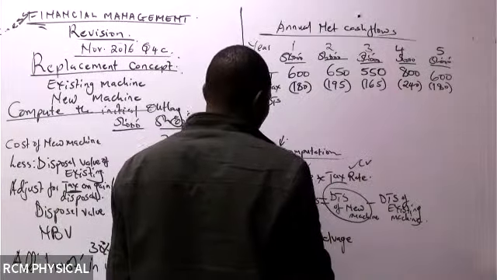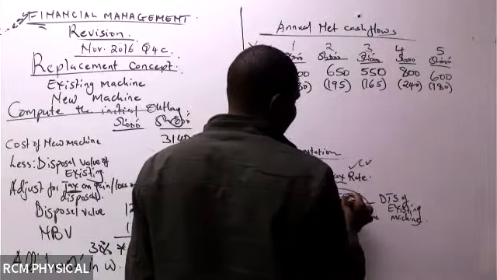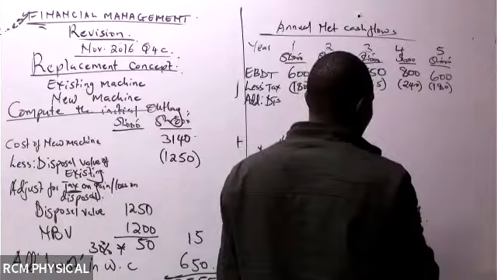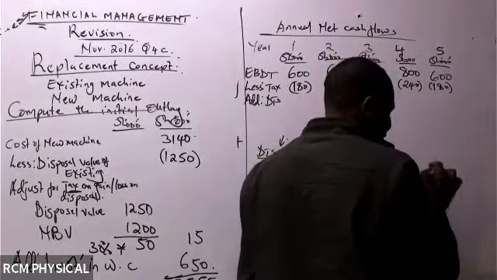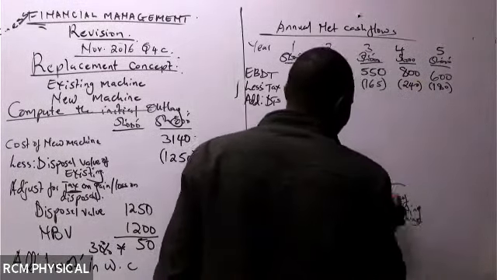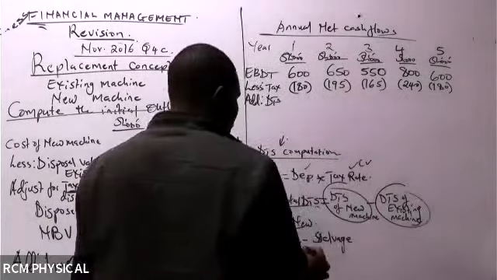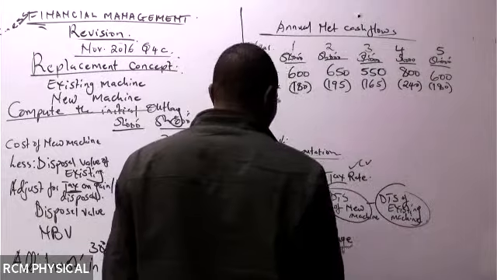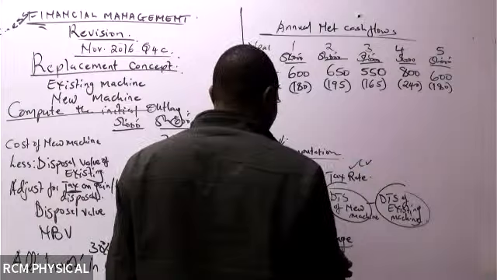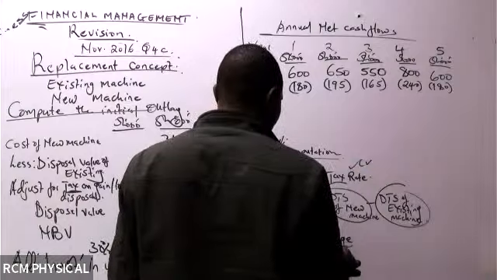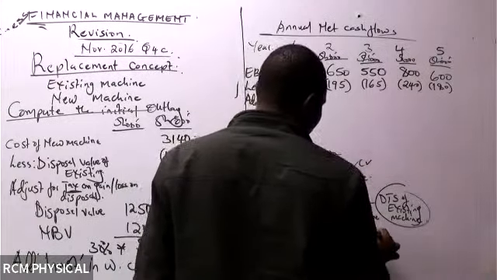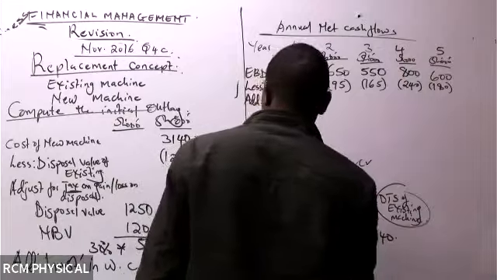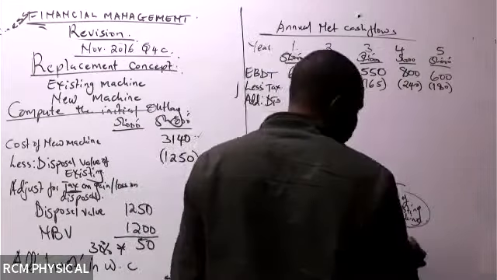I know that to get the incremental BTS, I need the BTS of the new machine minus the BTS of the existing machine. To get the depreciation, it is the cost minus the salvage over the useful life. When you give me the cost of the new machine, it was 3140. Cost minus salvage.